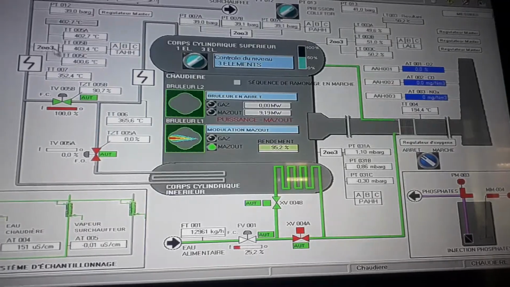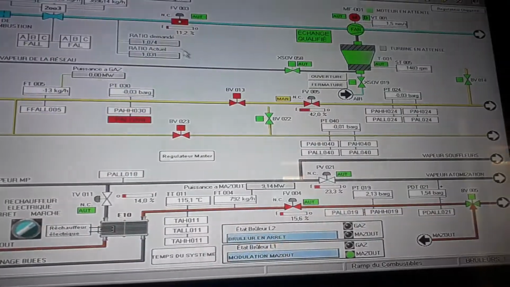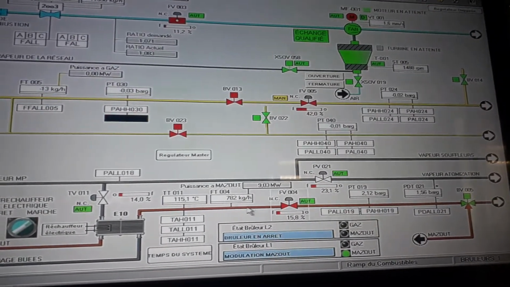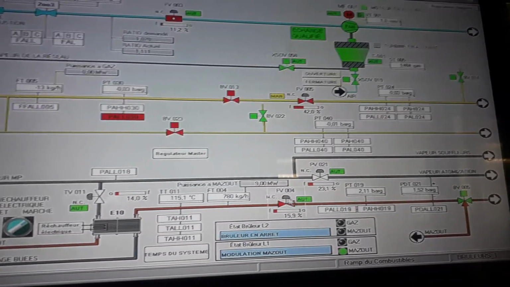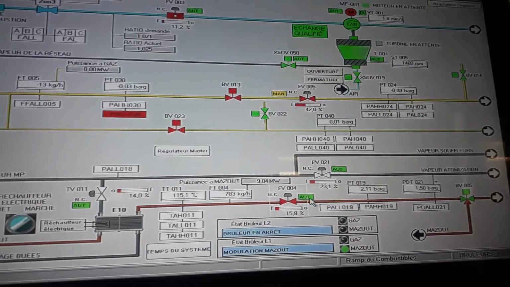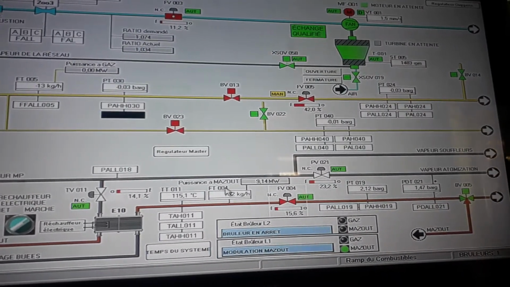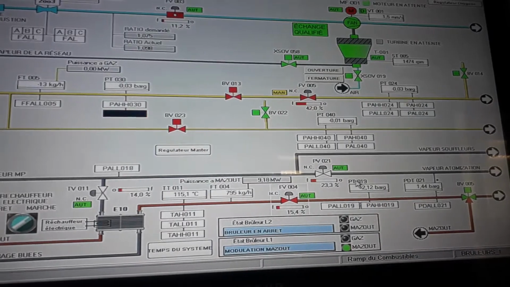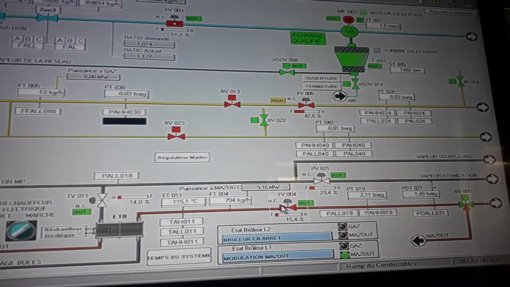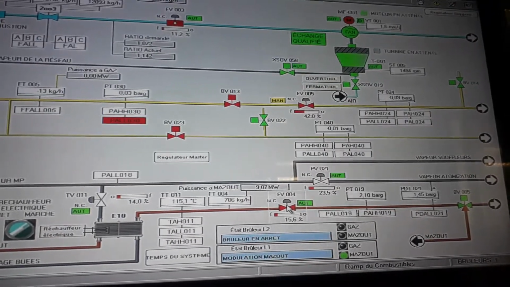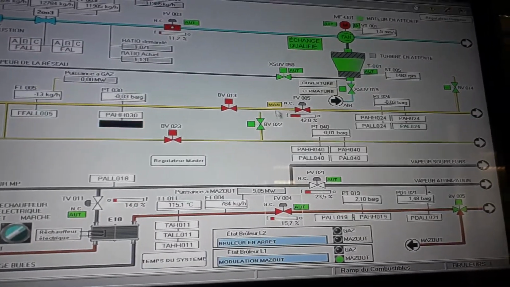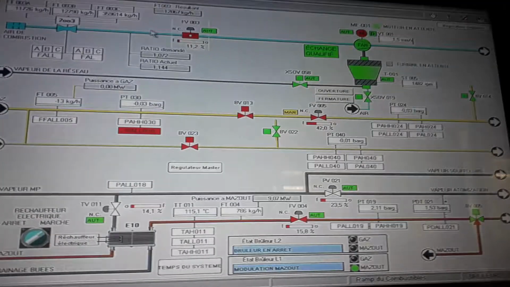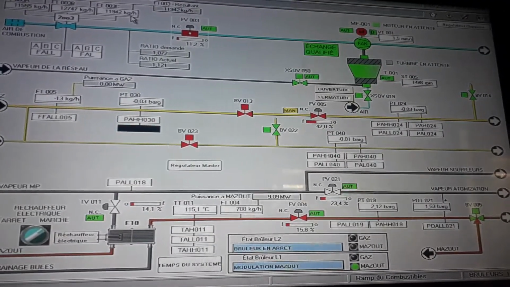We can see here in the page of the combustion, this is the pipe of the fuel oil. We have here a flow valve which controls the opening of the fuel and the mass flow of the fuel. We see here 793 kilograms per hour and a pressure of 2 bar, and that depends on the pressure of the superheated steam. Of course, we can see here the pipe of the air of the combustion.